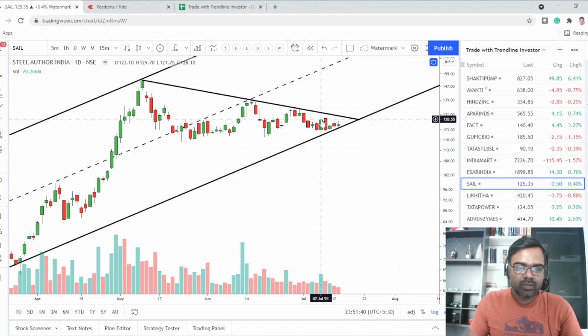The level that you have to be watching out for is 130. So above 130, go long with the stop at 120. Just a 10-point stop. Probably you can even look for 150 levels here, recent highs. So it's a very good breakout. So if you haven't taken this yet, take it. Like if I were to trade it personally, I'd be trading this stock because the risk reward is just amazing.